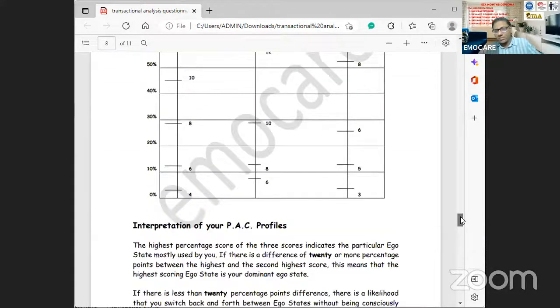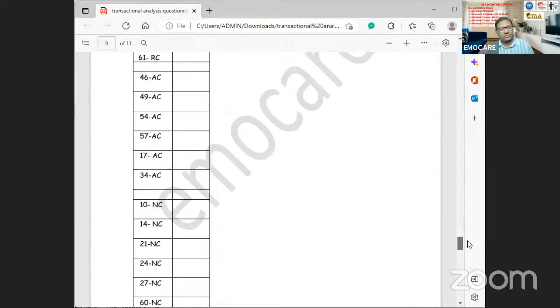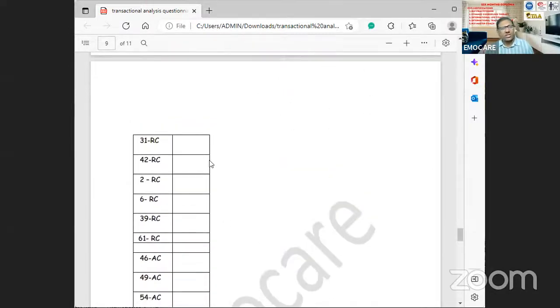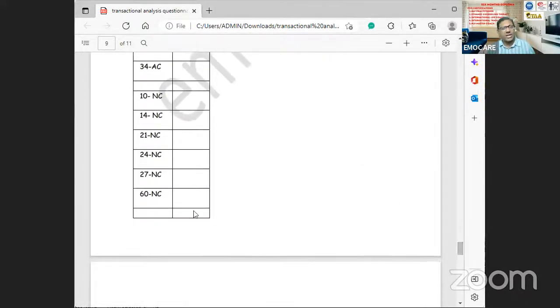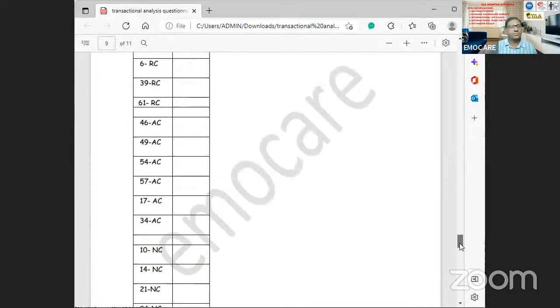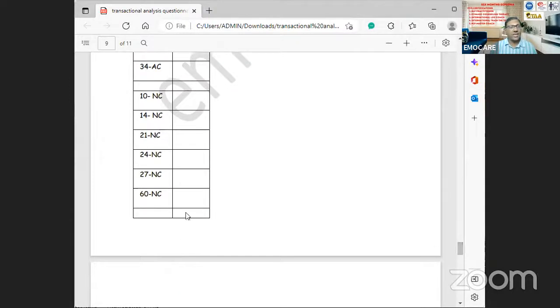The egogram, don't do it now. These questions do it. 31, 42. If it is plus 31, give 1. Otherwise, leave it. Like that, you give it and give the scoring. That is RC. RC put and total here. AC put total here. And NC total here.